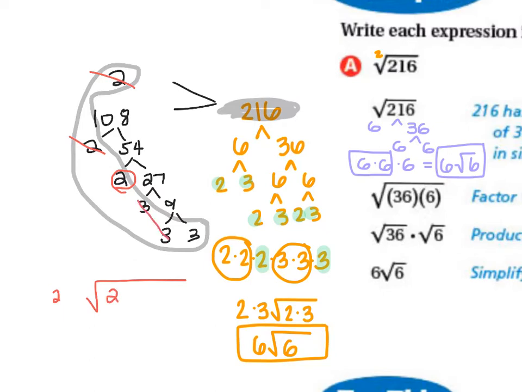I have a pair of 3s. That 3 is going to go to the outside, and then this 3 doesn't have a match. That's going to stay underneath by itself. And then however many numbers I take on the outside, I would multiply those together. So 2 times 3 is 6. And whatever's on the inside, if there's more than one number, I'm going to multiply those together, and I would get 6. So then here's my simplified radical. 6 times the square root of 6.